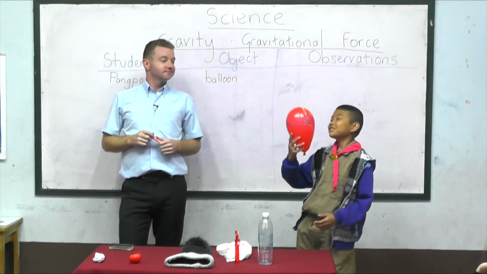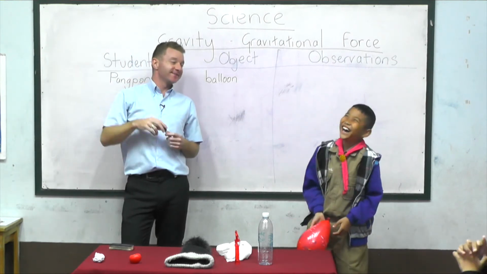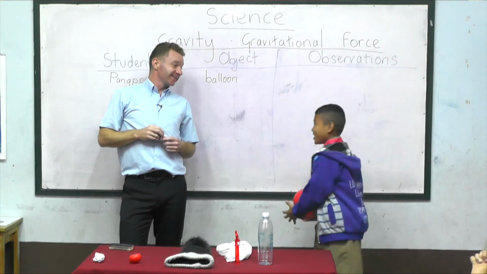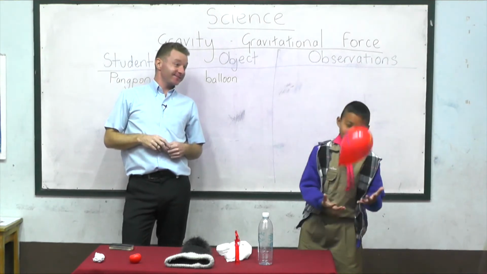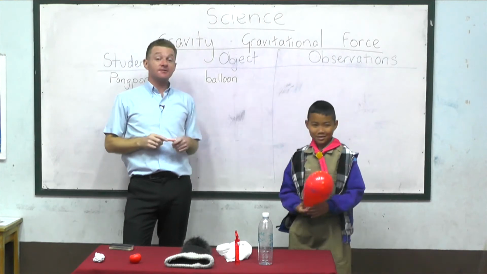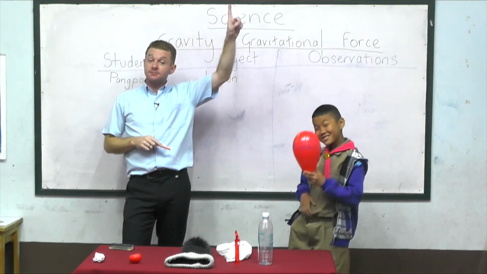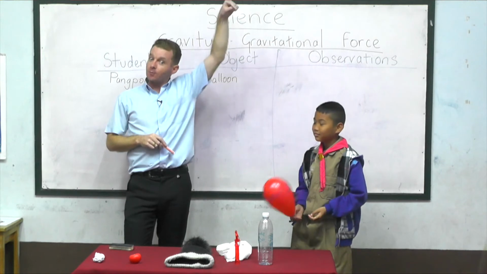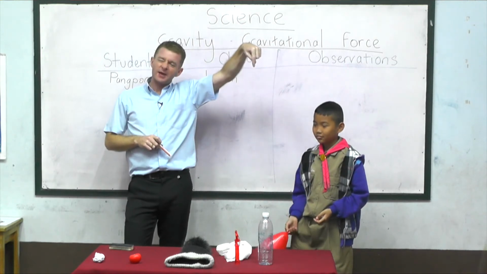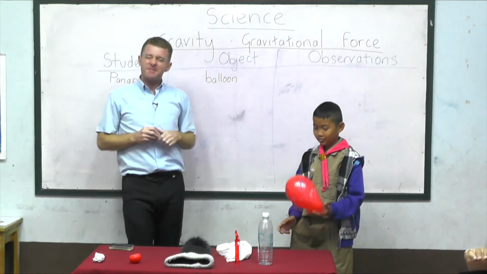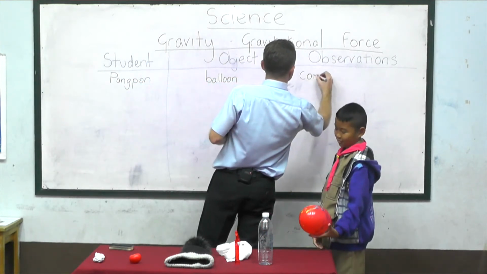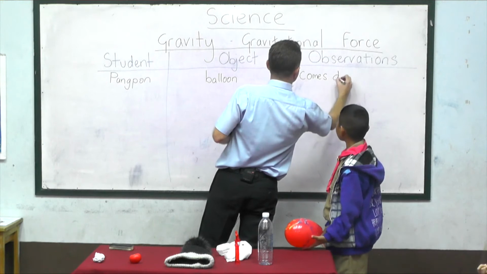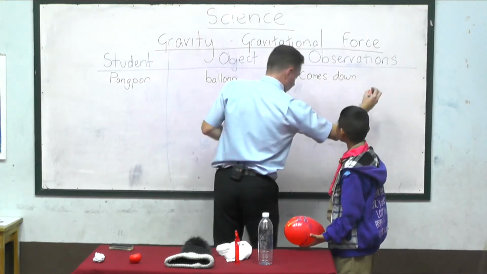Okay? So throw it as high as you can. Catch it. One more time, higher. Okay, now can you catch it? So, observations. Did the balloon go up? Yes, it did. And then what happened? Quickly or slowly? Slowly. Came down slowly, I thought so. So we can say balloon comes down slowly. Okay.